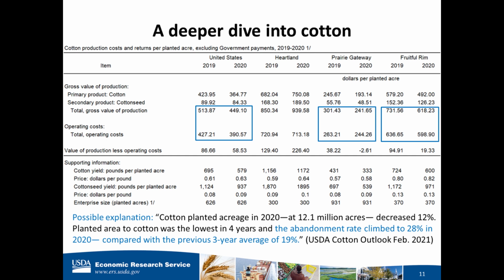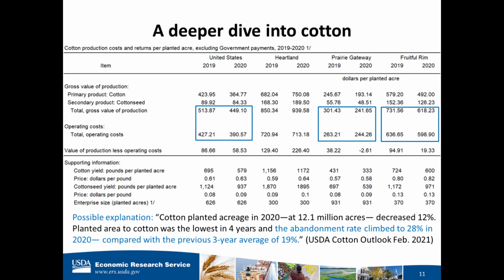And a similar story can be seen for the Prairie Gateway region and the Fruitful Rim. These are the last two regions to the right of the chart, and they show a similar story. We see that the gross value of production declined from $301.43 for the Prairie Gateway region in 2019 to $241.65 in 2020. Similarly, the Fruitful Rim had dollars per acre planted go from $731.56 to $618.23. And as we can see, operating costs also declined.